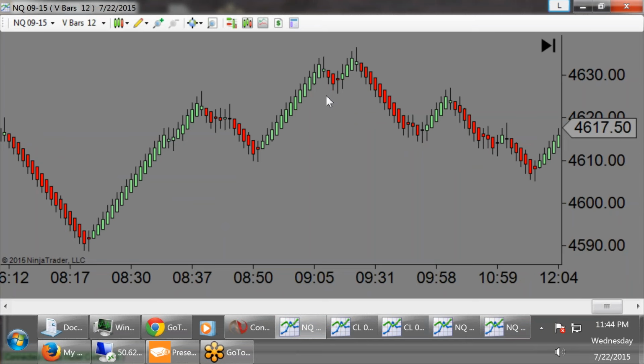Absolutely gorgeous, beautiful. Again, there's no subjectivity here, right? It's not open for interpretation. See a red bar print after the first green bar, you go short. First green bar after a string of red bars, you go long.